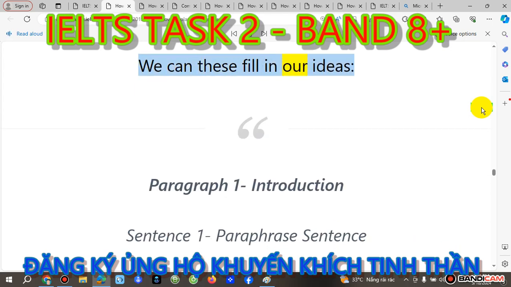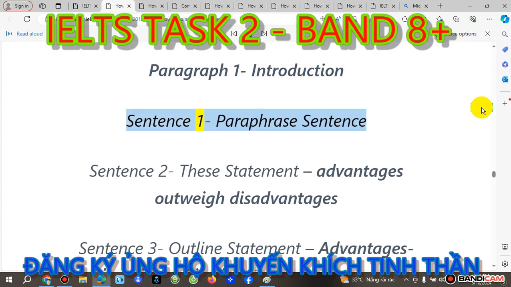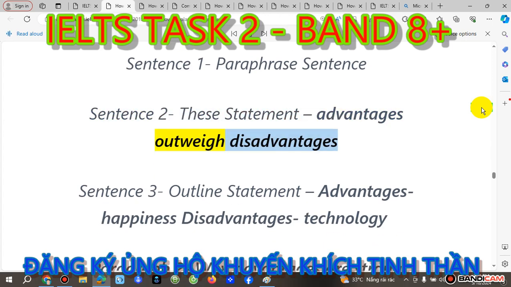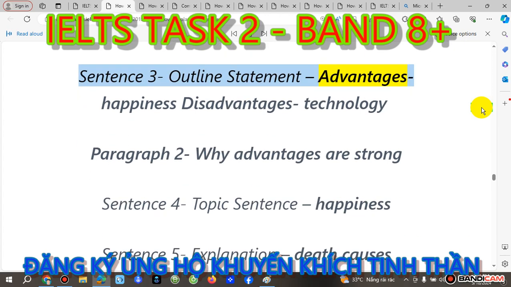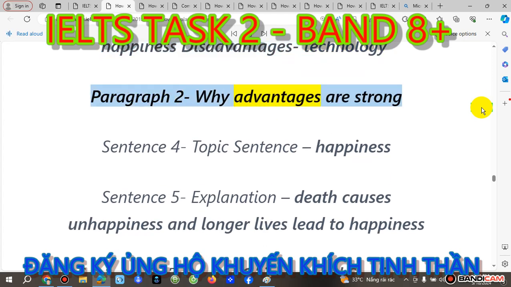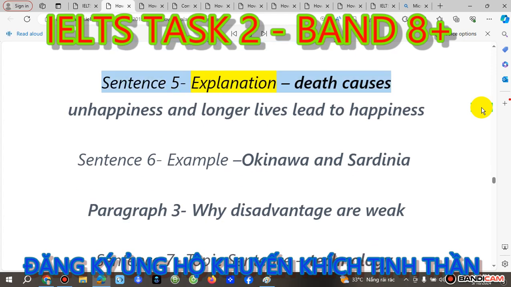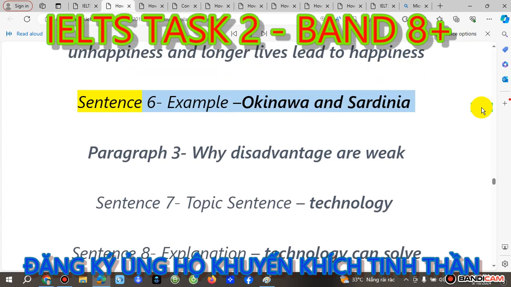We can then fill in our ideas. Paragraph 1 Introduction. Sentence 1 Paraphrase sentence. Sentence 2 Thesis statement, advantages outweigh disadvantages. Sentence 3 Outline statement, advantages happiness, disadvantages technology. Paragraph 2 Why advantages are strong. Sentence 4 Topic sentence, happiness. Sentence 5 Explanation, death causes unhappiness and longer lives lead to happiness. Sentence 6 Example, Okinawa and Sardinia.